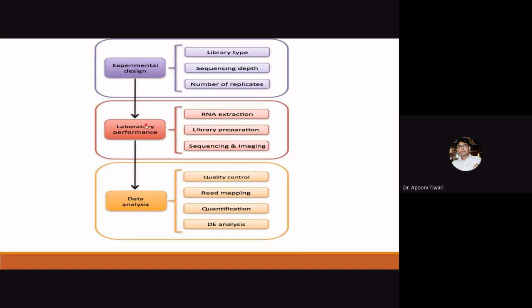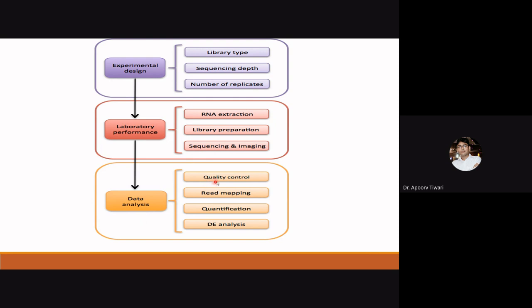This is a simple workflow which is generally used to analyze transcriptome data. First, experiment design. Second, laboratory preparation. Sorry, the third one is the data analysis. In experimental design, you should know what library type you are preparing, how much sequencing depth you require, and how many replicates you require. So this is the experiment design. And in laboratory preparation, you follow the RNA extraction as well as library preparation, then sequencing by the sequencer. After sequencing, comes the bioinformatics analysis of the data generated from the sequencer.